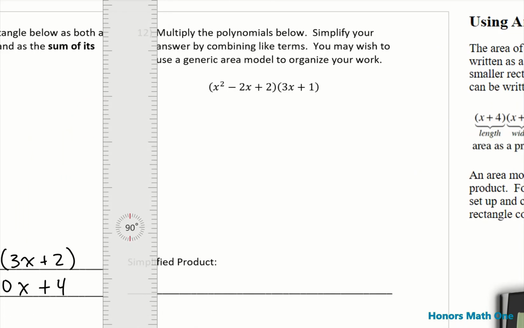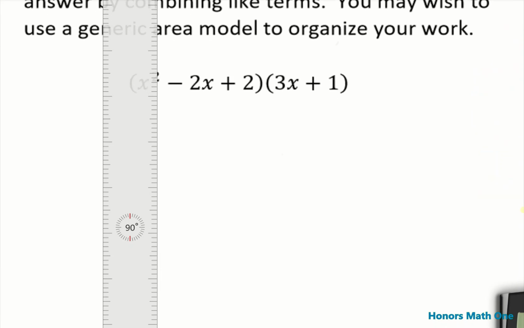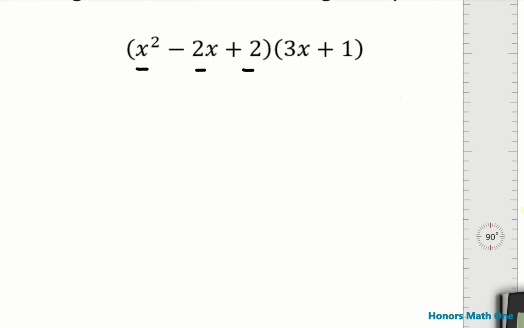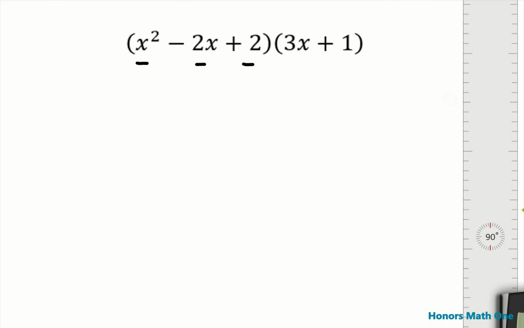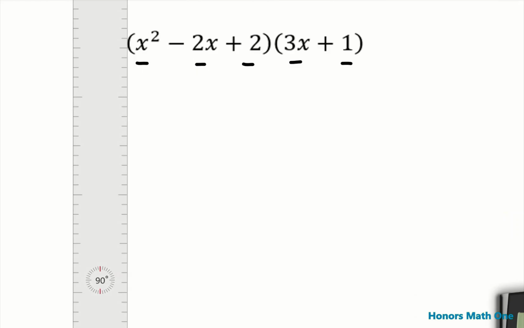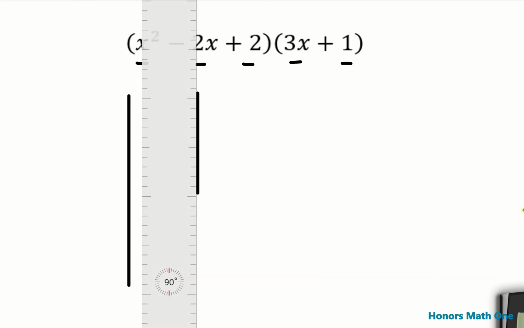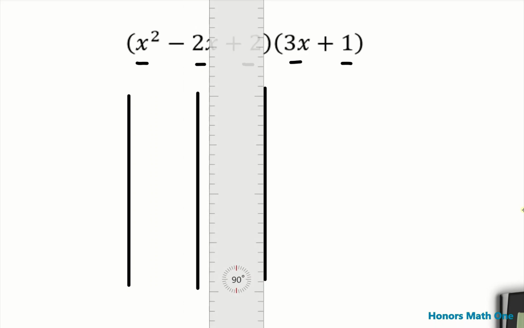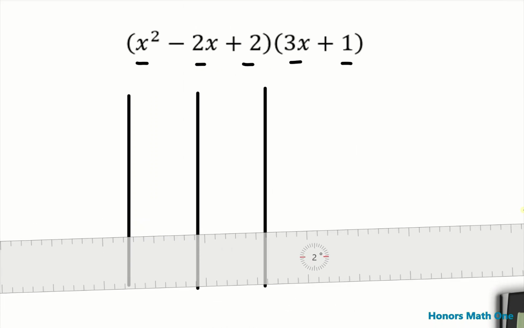So on this one, I can see the first part of this problem has 1, 2, 3 things, right? There's 3 terms in this first factor, and then there's 2 terms in the second factor. So the model that I'm going to build, I'm going to go ahead and build it this way. I'll just go 1, 2, and you don't need to be anywhere near. This is kind of ridiculous that I'm doing this. And I'll just go along here.